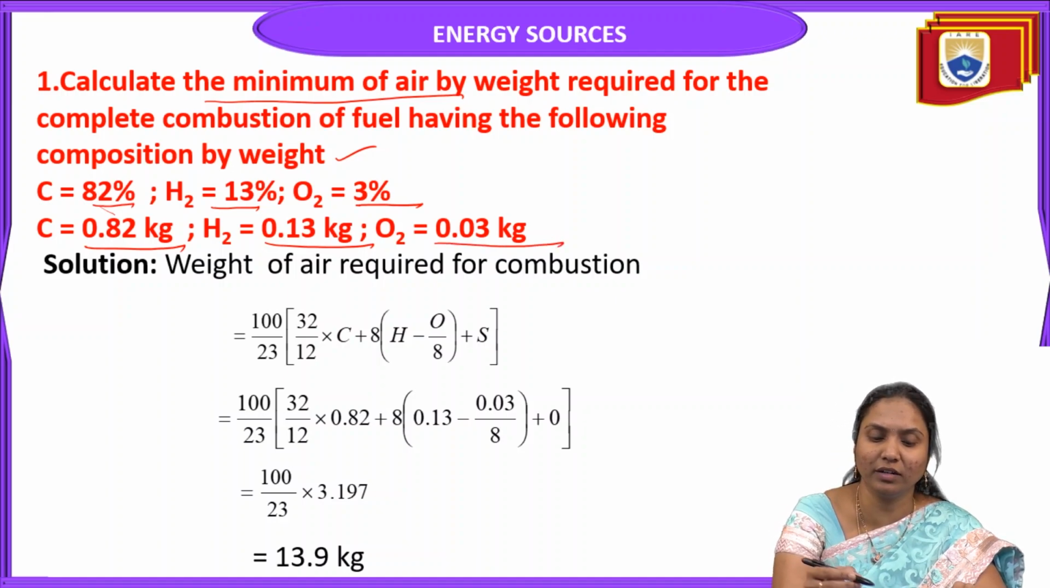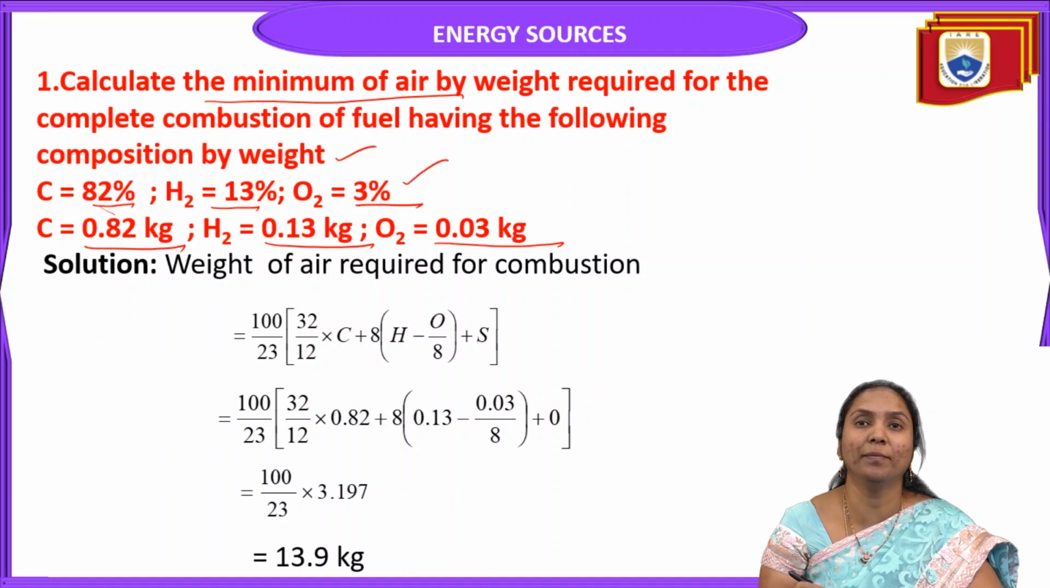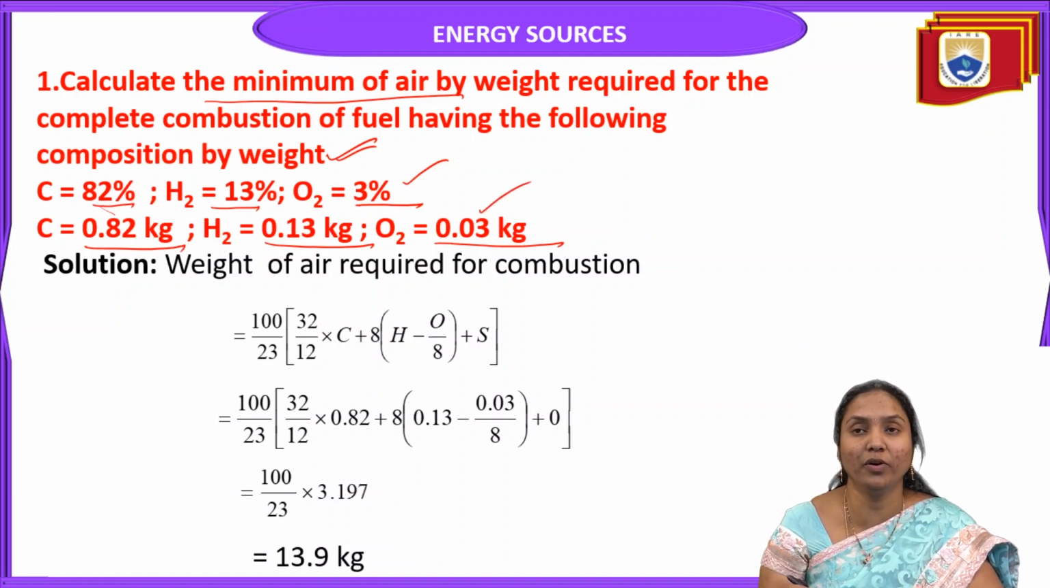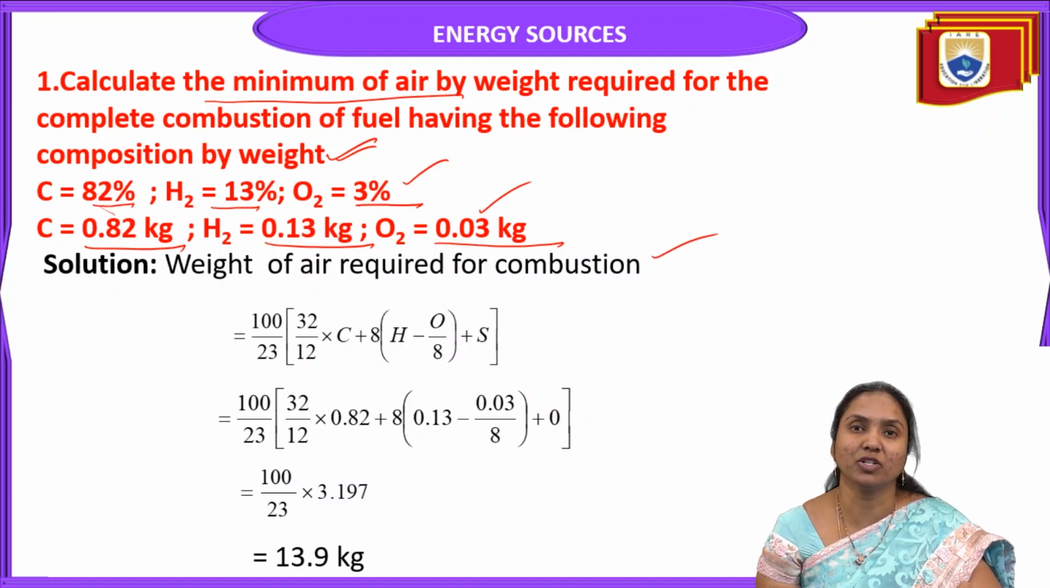So in this problem, carbon, hydrogen and oxygen percentages are given. Because we are taking by weight, we can convert these percentages into kilograms. That means carbon weight is 0.82 kilograms, hydrogen weight is 0.13 kilograms, and oxygen weight is 0.03 kilograms. Now let's discuss the weight of air required for complete combustion.